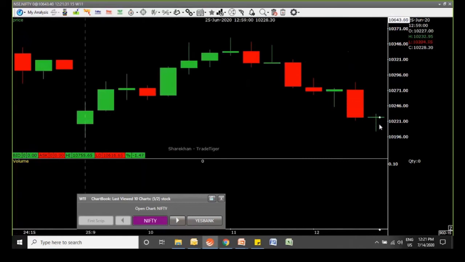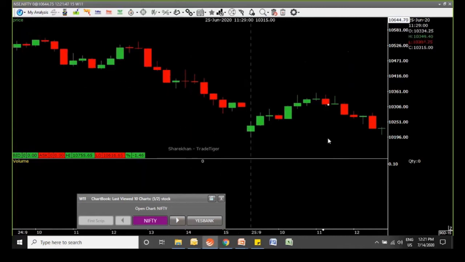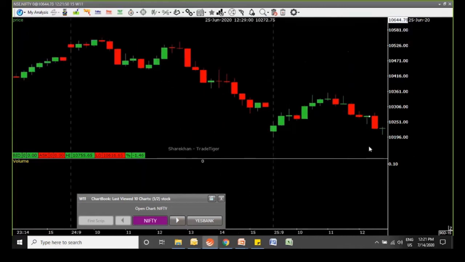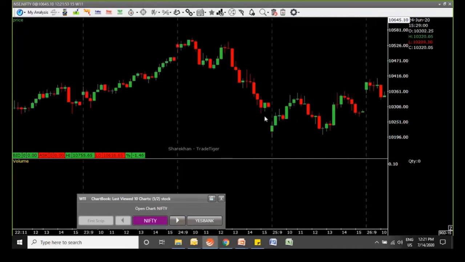I know there is a negligible real body which can be visible, but this can be termed as a proper dragonfly doji. You would buy when the prices go above the high of this with the low as a stop loss on a closing basis, and it also appeared at a prior area of support, so that even increases its probability, and that's what happened going forward.